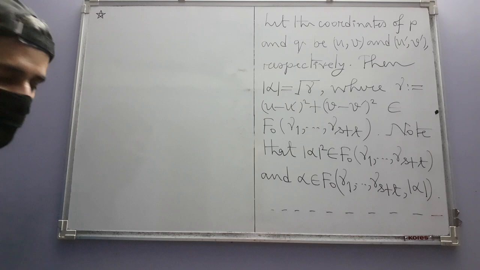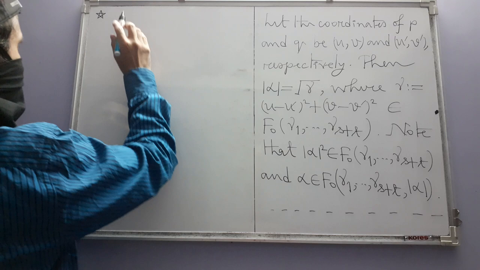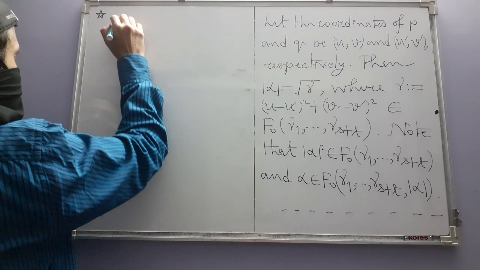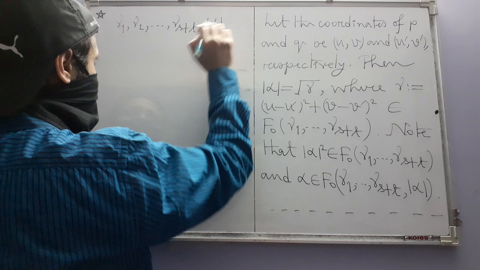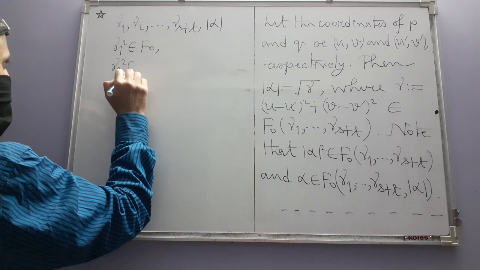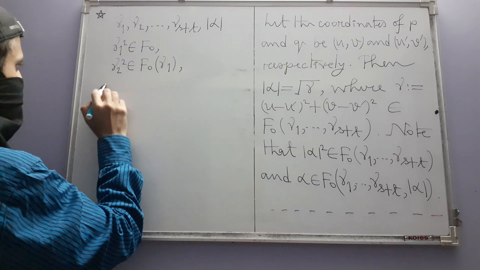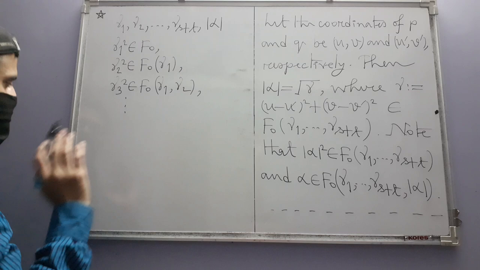So what we have so far got is this. We started with the fact that alpha is a constructible real number, and we have obtained these real numbers, gamma 1, gamma 2, and so on up to gamma s plus t, and also this, such that gamma 1 square belongs to F naught. Gamma 2 square belongs to F naught of gamma 1. Gamma 3 square belongs to F naught of gamma 1, gamma 2. And it goes on like that.